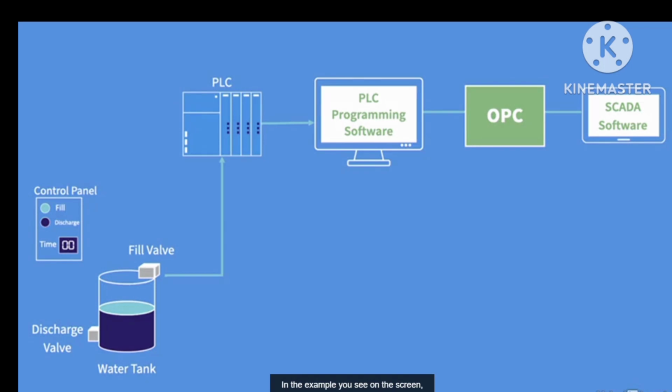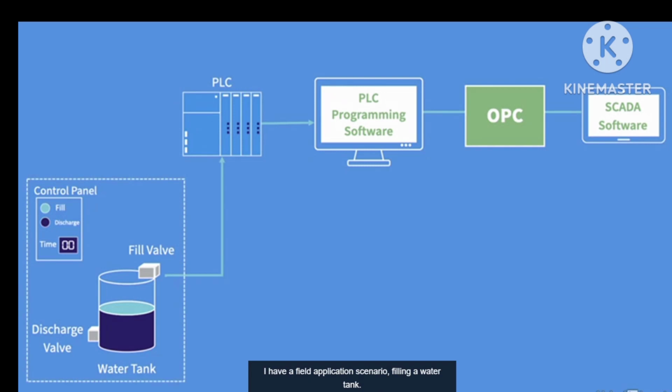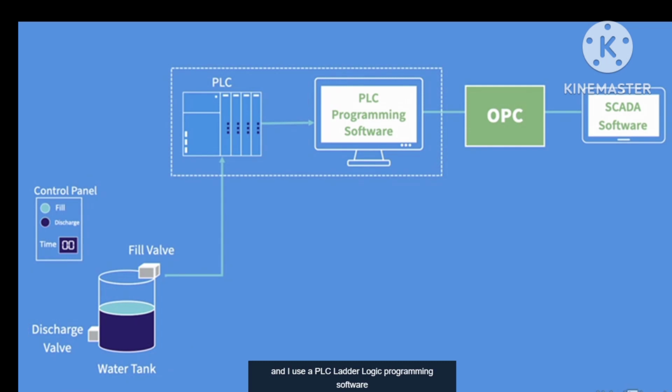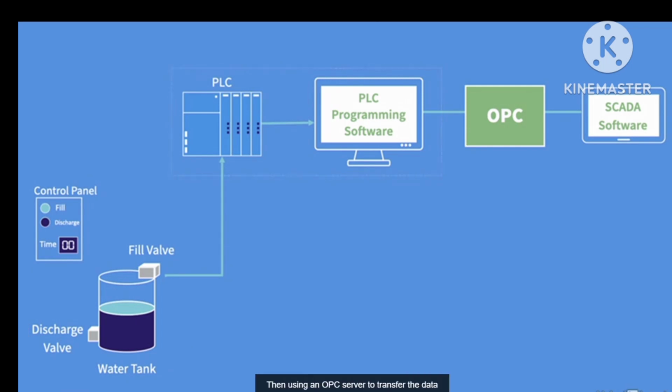In the example you see on the screen, I have a field application scenario, filling a water tank. The application has two valves, one for filling and one for discharging, and a control panel as well to control the process. Everything is connected to a PLC, and I use a PLC ladder logic programming software to program the process. Then using an OPC server to transfer the data to a SCADA software for monitoring.